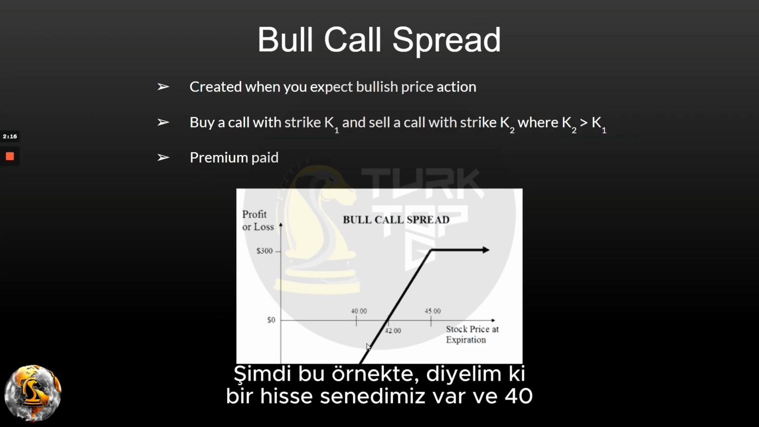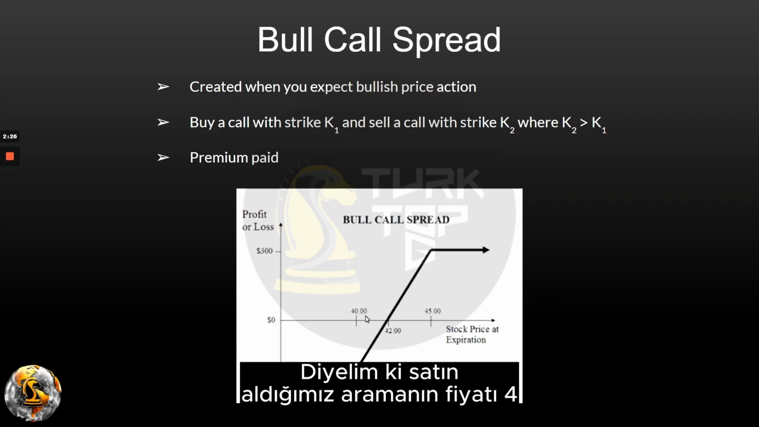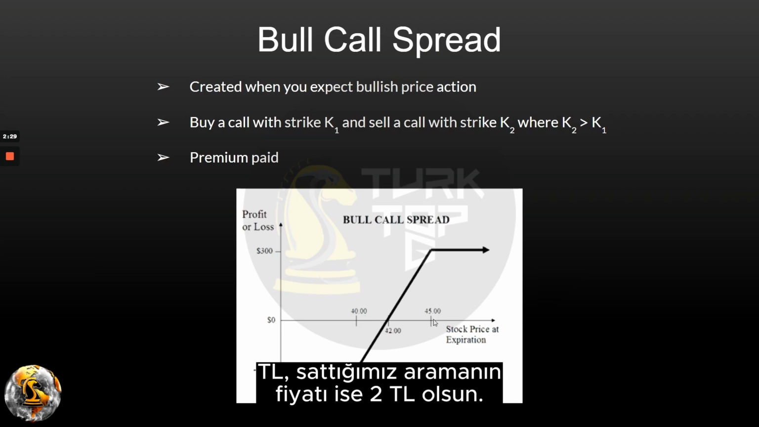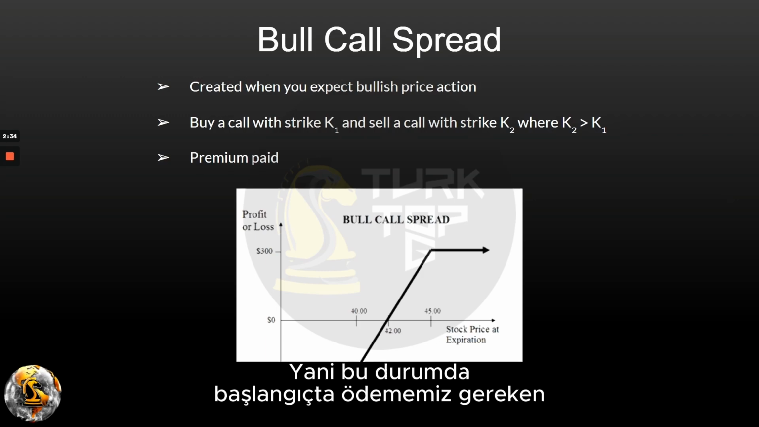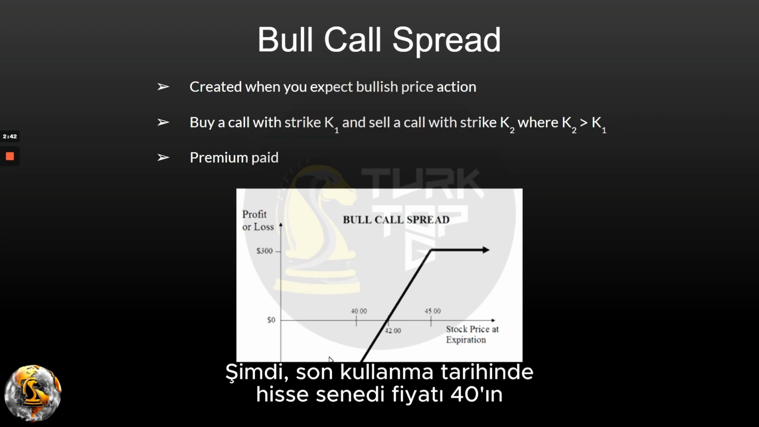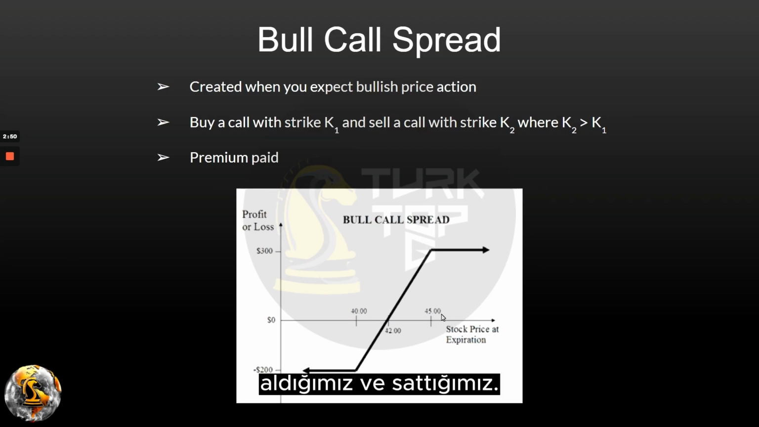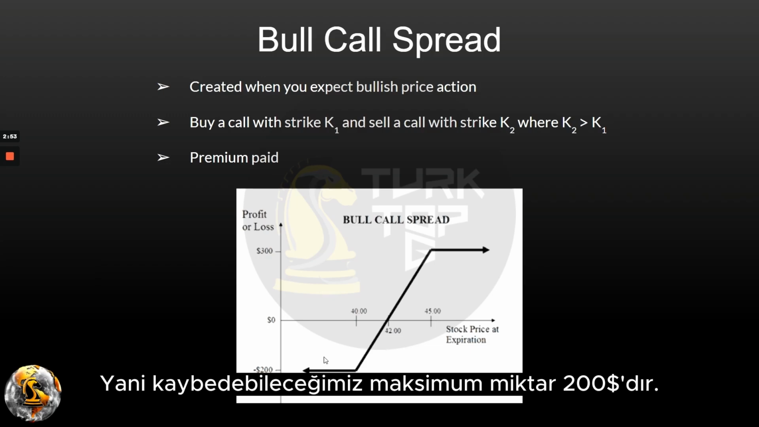Now, in this example, let's say we have a stock and we buy the call with the strike 40 and we sell a call with the strike 45. Let's say the price of the call that we bought was $4 and the price of the call that we sold was $2. So in this case, the total premium we have to pay at the start would be $200, which is right here. Now, if on expiration day the stock price is less than 40, both these calls will expire worthless, the one we bought and the one we sold. So the maximum that we can lose is $200.